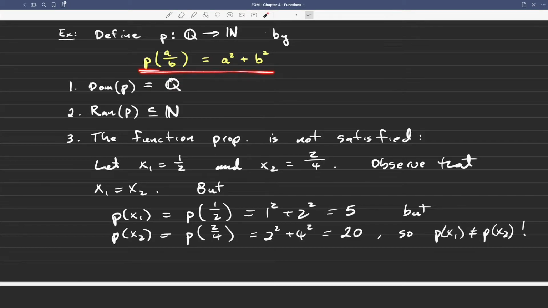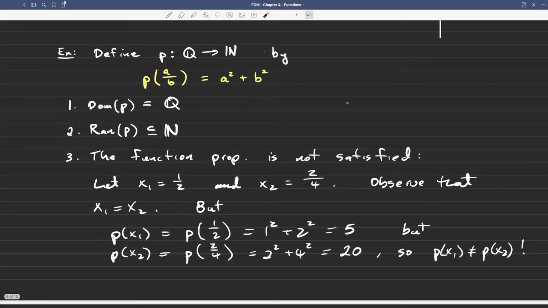So this formula, which looked fine on the surface, is extremely ambiguous. And functions are exactly the kind of things where we're trying to eliminate ambiguity. So this is not a good function. It's a relation though, okay?